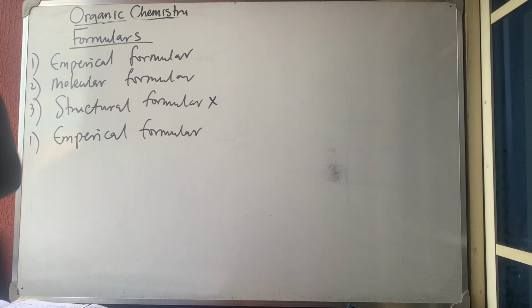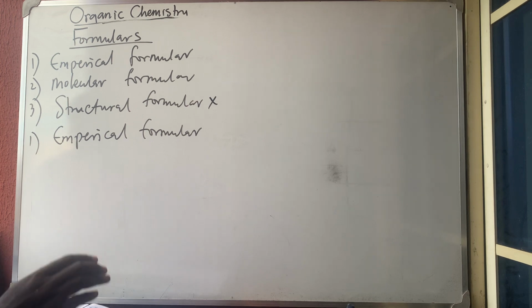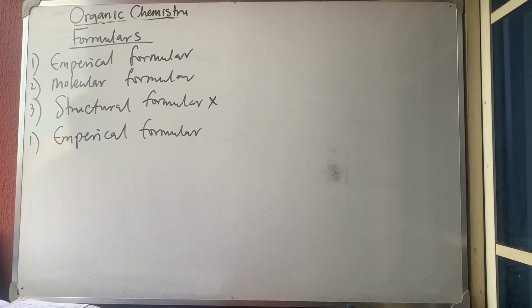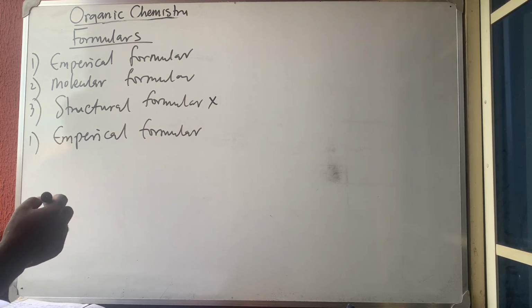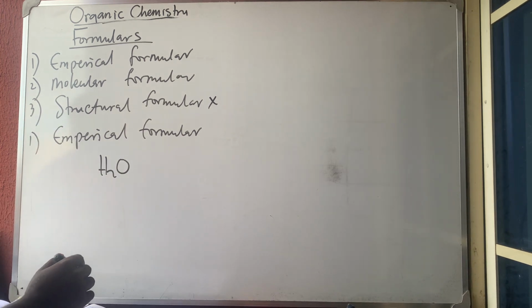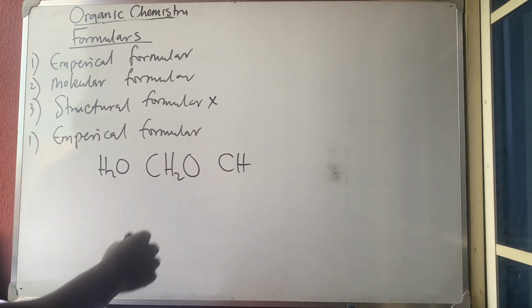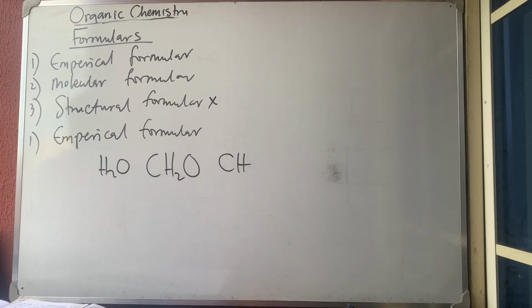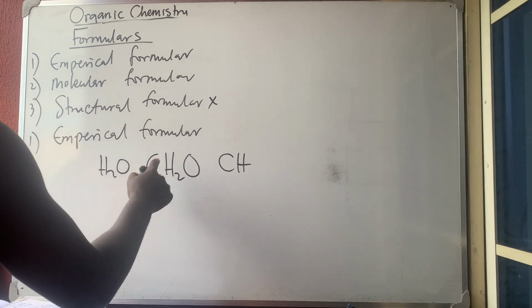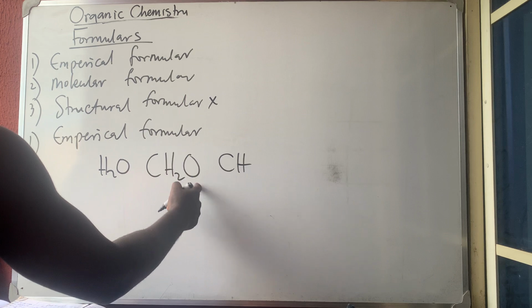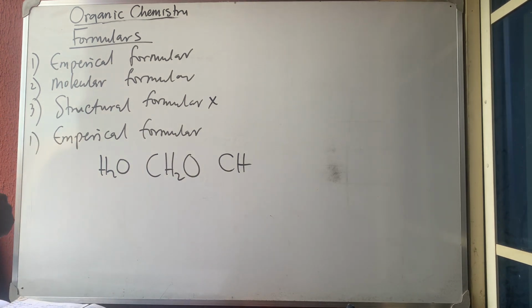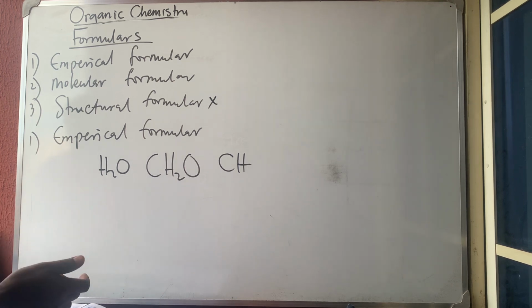So let's move to the first one, the empirical formula. This formula gives the simplest ratio of different atoms in a molecule. In other words, the empirical formula is the simplest formula of any molecule. Example, the empirical formula of water is H2O. The empirical formula of glucose is CH2O. The empirical formula of benzene is CH. Now this means that the ratio of hydrogen to oxygen is 2:1. The ratio of carbon, hydrogen and oxygen is 1:2:1, while this one is 1:1. So the empirical formula is obtained from the molecular formula by dividing the molecular formula by the HCF, that is the highest common factor of the formula.